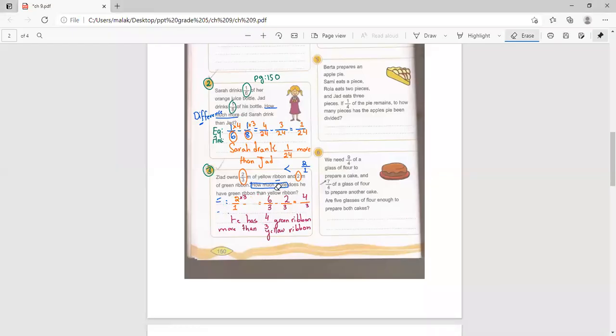Yeah, no problem. Now problem 3, page 150. Open page 150. Let's do problem 3. It's correct.